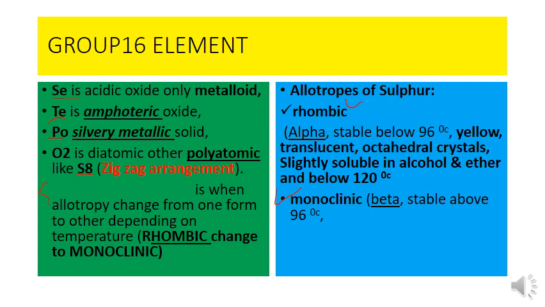Those are some properties of rhombic and monoclinic. One is alpha, the other is beta. Monoclinic is stable above this temperature, and rhombic is stable below this temperature. Rhombic is made of yellow transparent octahedral crystals, slightly soluble in alcohol and ether. Those are some features of the rhombic. Let us continue with another group if possible.